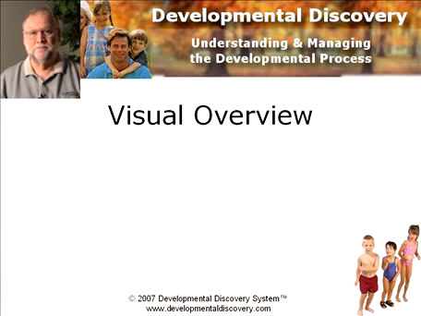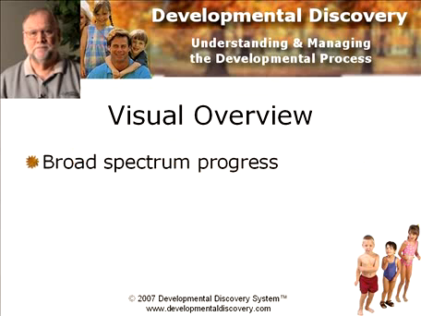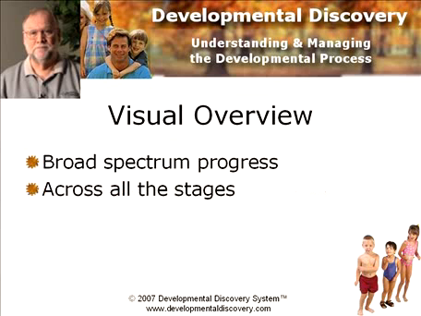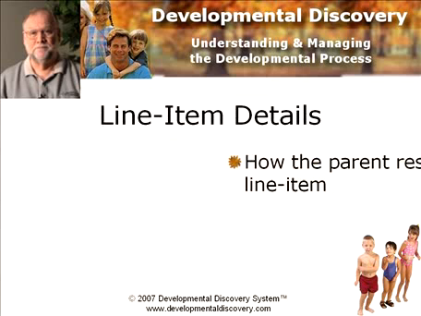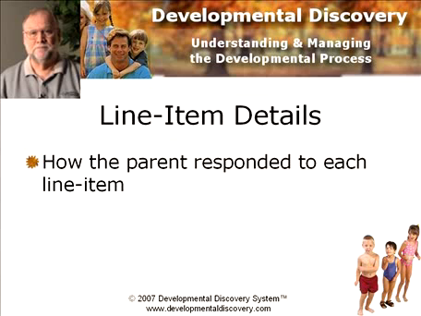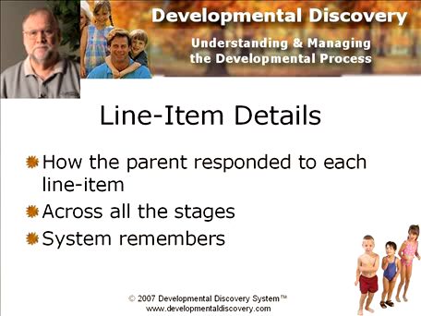Our visual overview provides a method for seeing that broad spectrum of developmental progress. It shows the current state of the child's movement through developmental stages and across the stages. It also shows any of the developmental warning signs the parents have been able to identify. Our report also shows how the parent responded to each of the checklist line items in each of the stages. Our software keeps track of these line item specifics for each child, so the next time, the parent can concentrate only on identifying the changes since the last time they did the checklist.